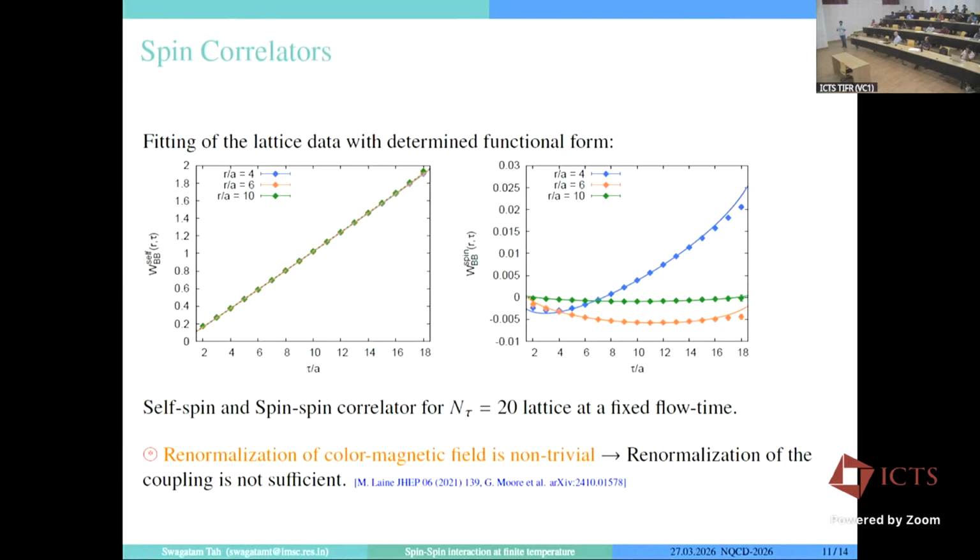The fits are quite good, and the chi-square per degree of freedom remains around 1, between 0.7 and 1.3. For the spin part also we are getting excellent fits, for different distances as well. I have shown this for the finest lattice at a fixed flow time. But I want to mention that we need to renormalize the operator, and this is non-trivial. When we put our theory on a lattice, the lattice regularization renormalizes the coupling, but the renormalization of the coupling is not sufficient to renormalize the color magnetic operator. This is studied in great detail in these two references, and we have just used the same technique to renormalize our color magnetic field operator.